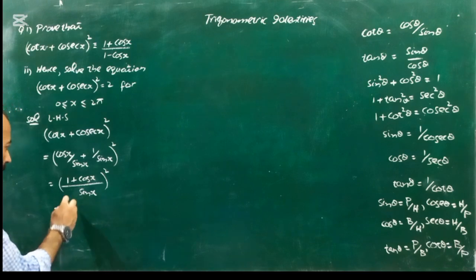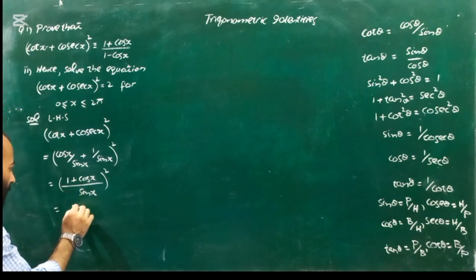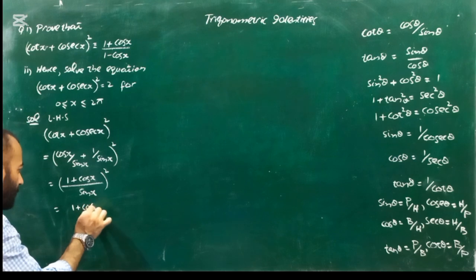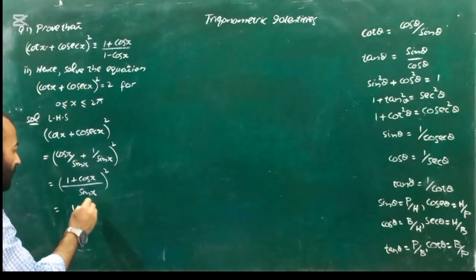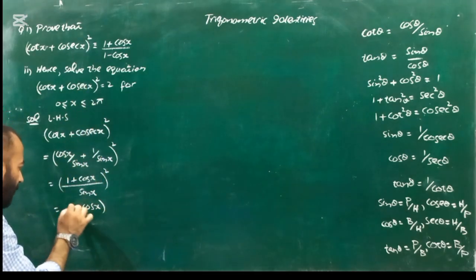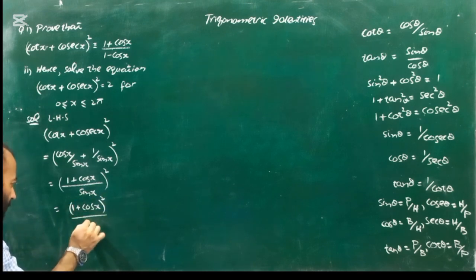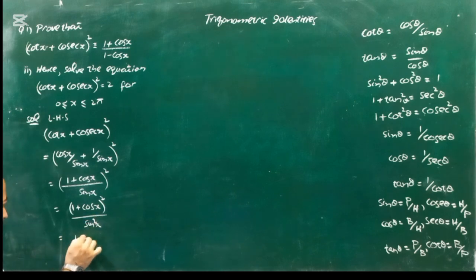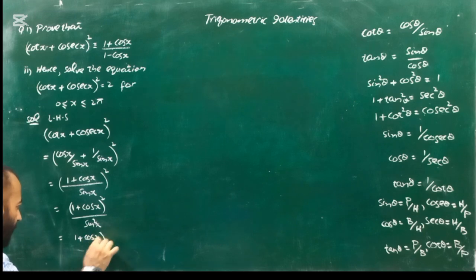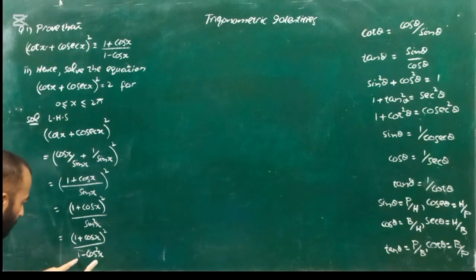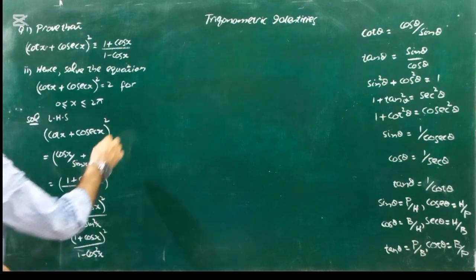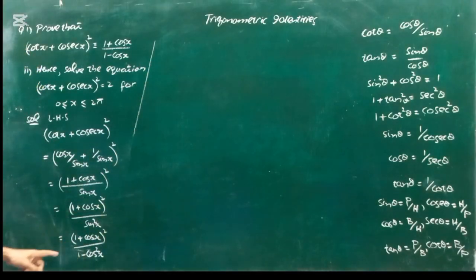So from this step, numerator will remain as it is, because actually we want to go there. So 1 plus cos x whole square, numerator will remain as it is, and we are taking the square of the denominator, that will be equal to sine square x. And in next step, 1 plus cos x whole square will remain as it is, and sine square x is equal to 1 minus cos square x. In denominator we have two squares, in between minus, so a square minus b square formula will be applied.